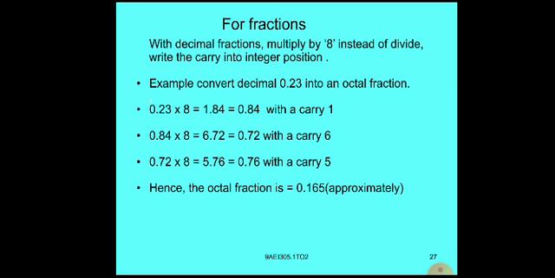That means this goes on repeating, that is the problem. Hence after 3-4 conversions we can stop that fractional conversion. Approximately we can write 0.23 equals to 0.165 and so on, like that. So this is a way of converting the decimal fractions into octal fractions.